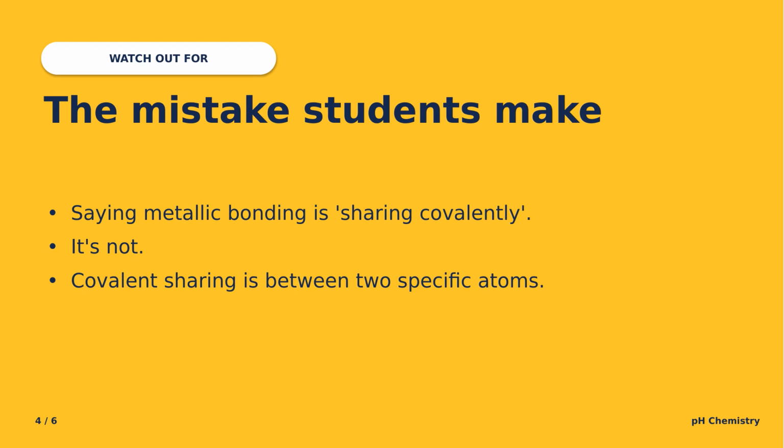Common slip. Saying metallic bonding is sharing covalently, because it's not. Covalent sharing is between two specific atoms. Metallic sharing is across the whole lump. Electrons can drift anywhere. That free movement is what makes metals special.